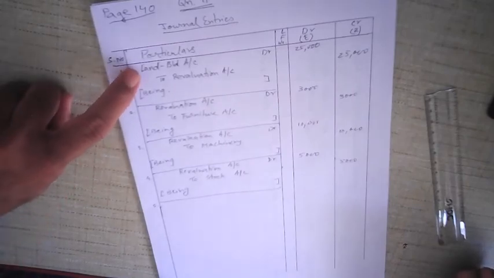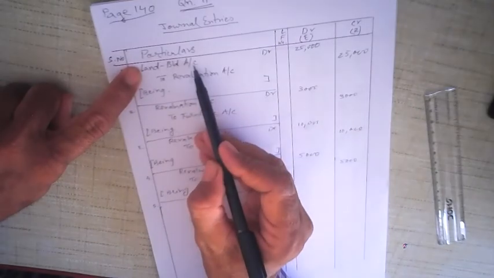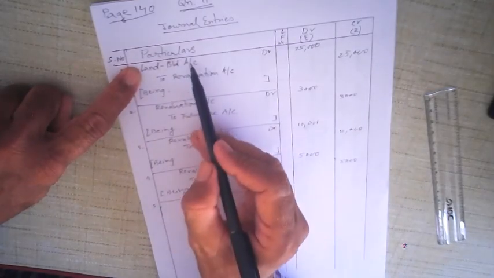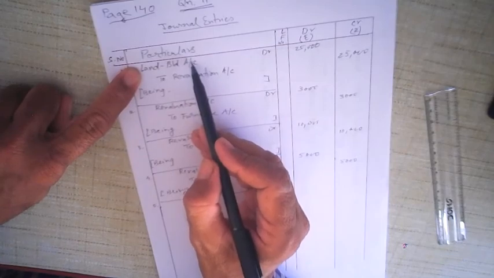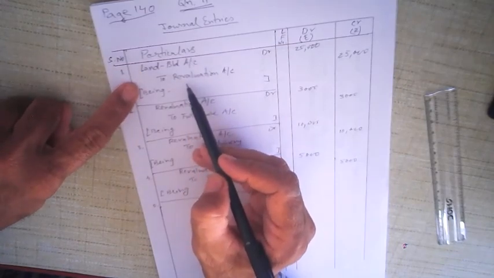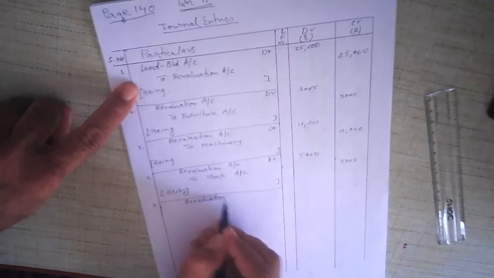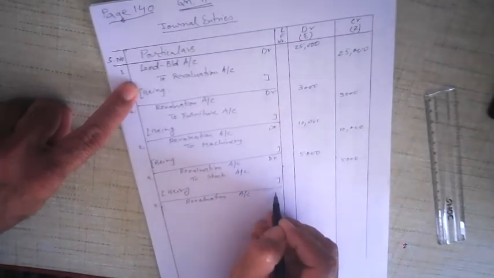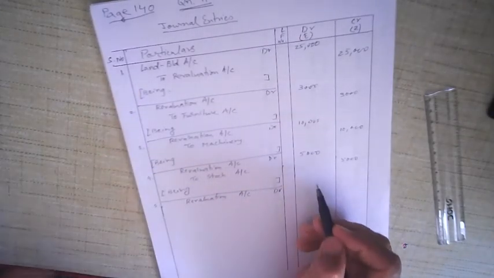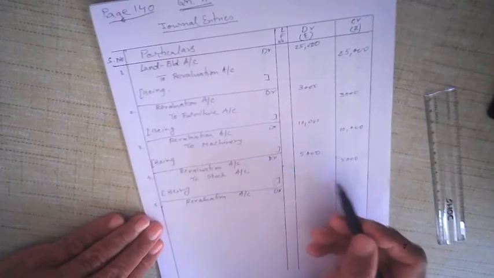If an asset increases, then we debit it. If a liability increases, it is credited; in the same way, if a liability decreases, then we debit it. So here, in the same way, revaluation account debit. How much? Because the difference is 1,500.